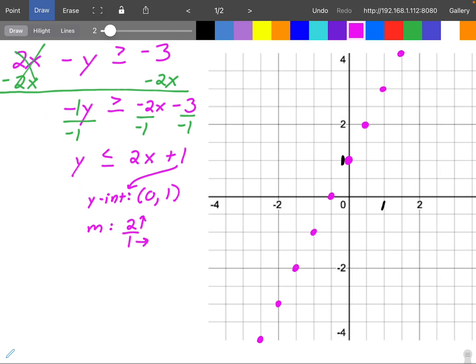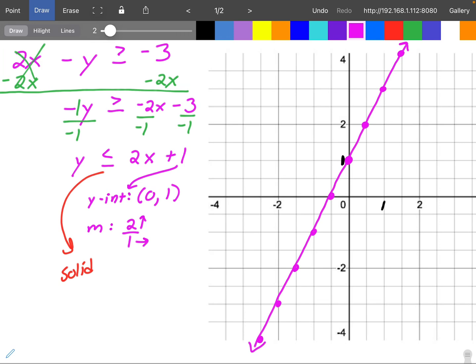Now, what do we need to connect it with? Well, we do have our equal to bar, which means we want to do a solid line. So this is going to give me a solid line. So I'm going to connect those, and we're going to come back and look at the shading when we're done. All right, so we're done with that first one.